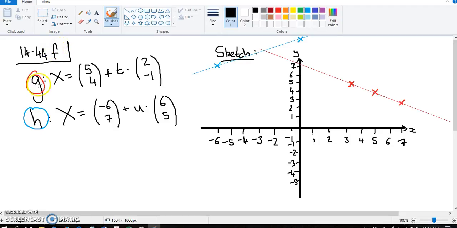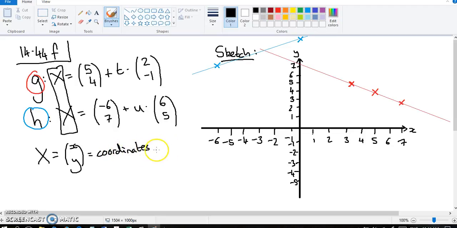And in this part we're given 2 lines, G and H, and they're given as their vector equation. And you should of course remember, as I mentioned in the last video, that the capital X should be interpreted as the vector xy, which is the coordinates of points on the line. So all points on the line satisfy these equations, and these equations give rise to all points on the line, just changing the values of t and u.